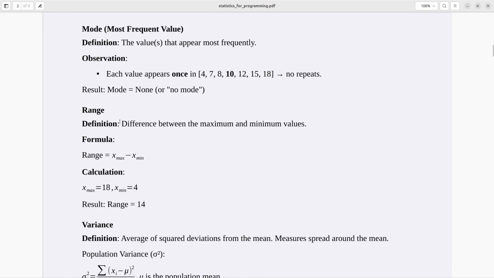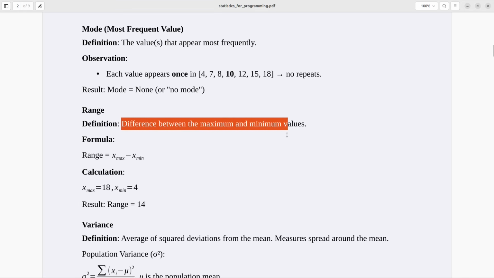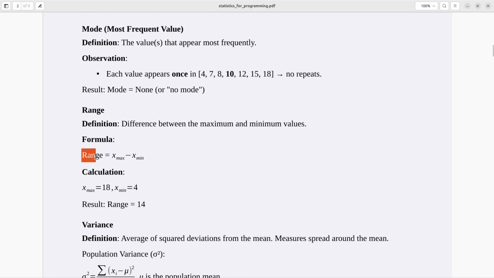Okay, and the range is like that. It means the difference between the maximum value and the minimum value of the data. So in the formula format, it is just x max minus x min. Okay, so from the data here, the maximum value of x is just 18, while the minimum value is just 4. That's why the range is just 18 minus 4, which is equal to 14.